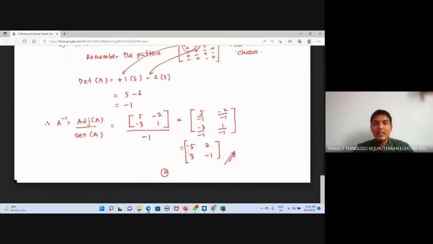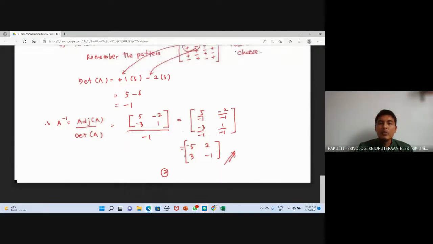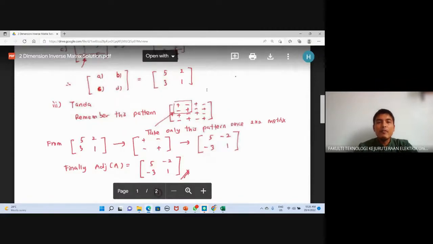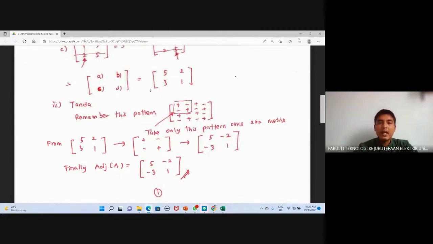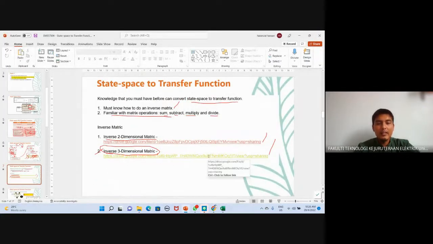So the inverse matrix of A, finally you obtain -5, 2, 3, -1. Okay. I believe for a 2 by 2 matrix, you have a simpler way to obtain the answer. However, how about the 3 by 3 matrix? It's quite difficult. So if you follow these tutup and tanda techniques, I believe you can do it easily. Easy peasy.